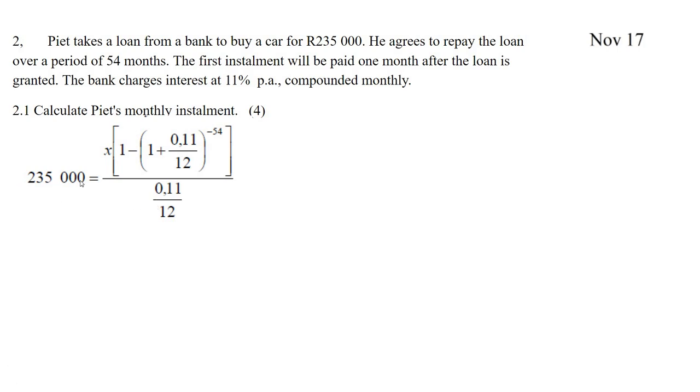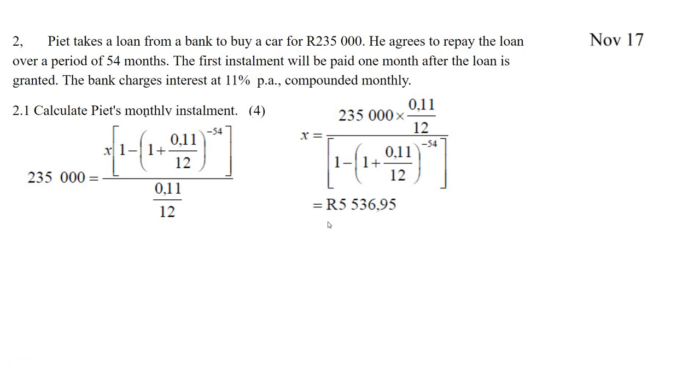And all we do is take this 235,000 and divide by this whole thing up here, or do it in 2 steps: multiply by this and divide by that. And you're going to get that X equals 5,536 Rand and 95 cents.